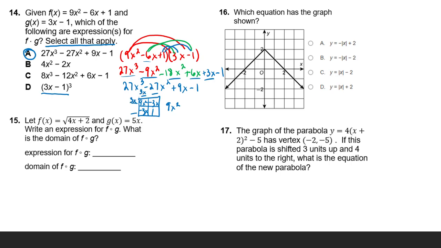And this would also be 3x. And then this would be a negative 1. This would be a negative 1. So notice we would end up with 3x minus 1, 3x minus 1, and then that original one we started with, 3x minus 1, which is the same thing as D. So on this question, whatever you have in parentheses to the power is probably also the other solution.